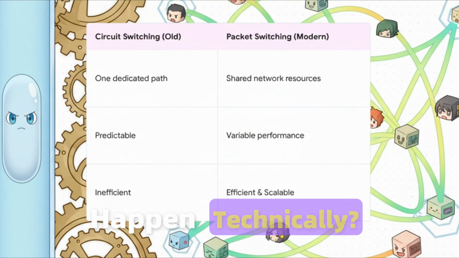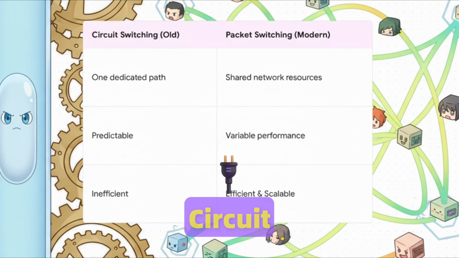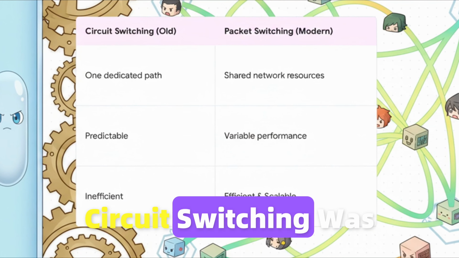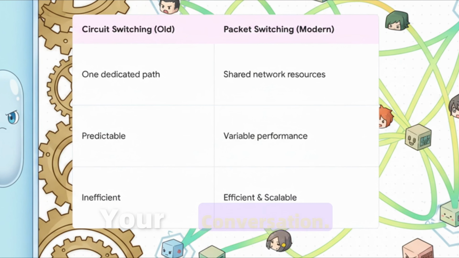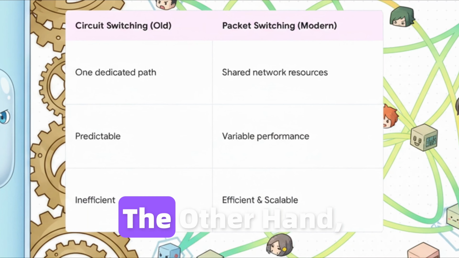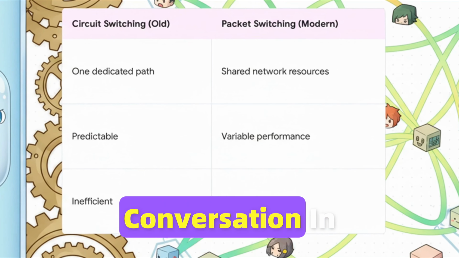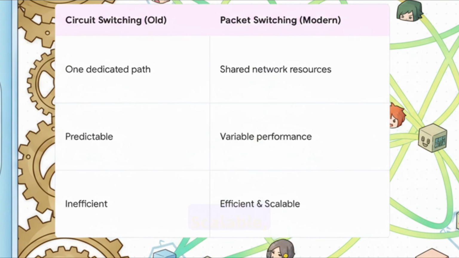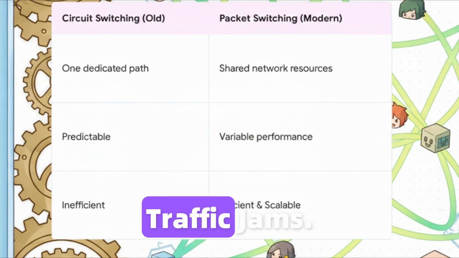So how did this happen technically? We moved from circuit switching to packet switching. Let's think of it this way. Circuit switching was like booking a private road just for your conversation. Inefficient, but totally predictable. Packet switching, on the other hand, is like sending your conversation in thousands of little cars all through public traffic. It's way more efficient and scalable, but now you have to worry about traffic jams.